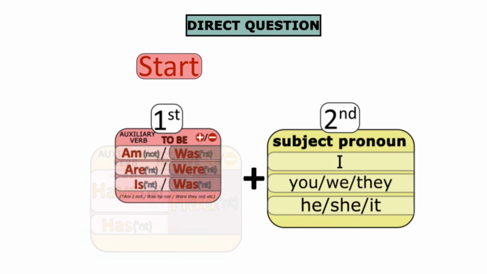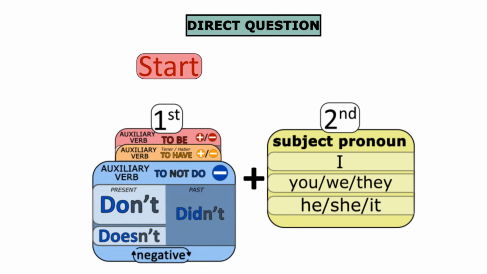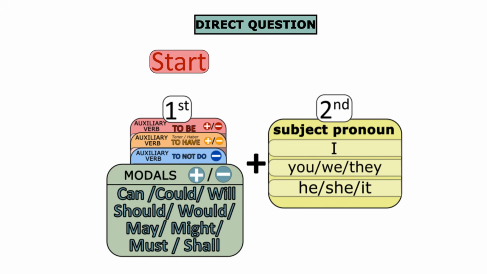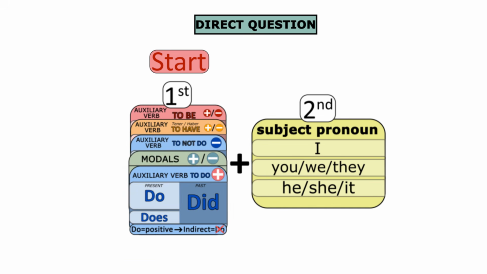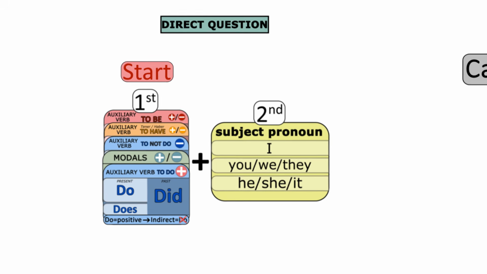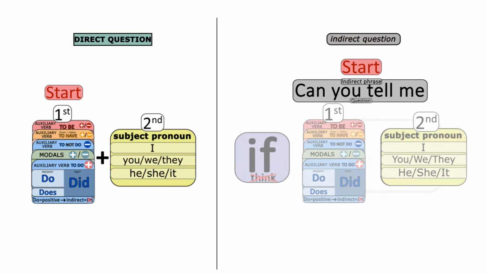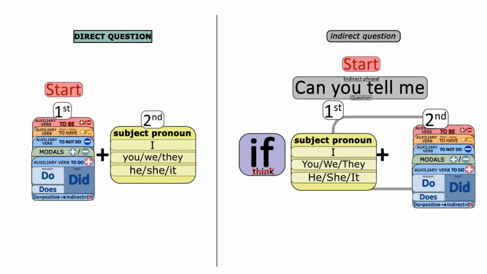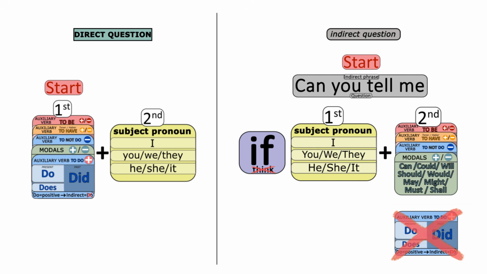In conclusion, a direct question can start with any auxiliary or modal verb in positive or negative, plus a subject pronoun or noun phrase. But if we start with an indirect phrase, we add if and invert the subject and auxiliary. Subject first, auxiliary second.